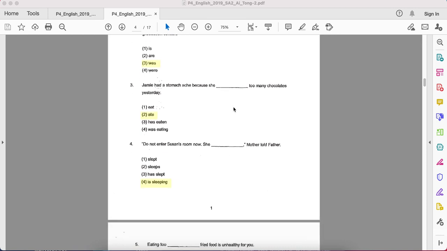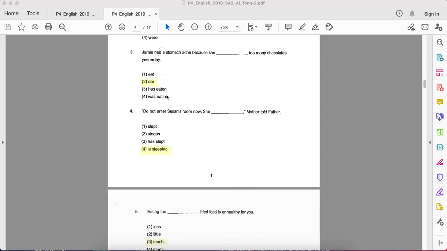Now, question number 3. "Jamie had a stomachache because she blank too many chocolates yesterday." Okay, so yesterday refers to the past tense again. So Jamie had a stomachache because she, if you look at the options here, eat, ate, has eaten, was eating, "ate" is going to be the best choice. You're referring to the past tense again. So Jamie had a stomachache because she ate too many chocolates yesterday.